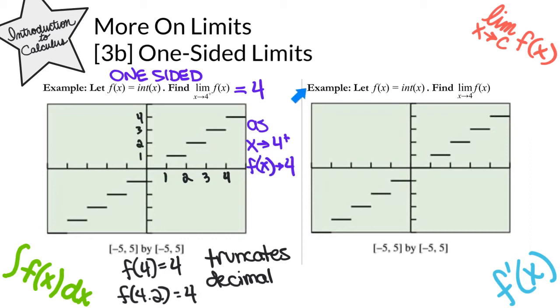Now let's do the two-sided limit. Let f of x equal the integer function. Find the limit as x approaches 4 of f of x, which is a two-sided limit because there's no plus or minus in the superscript of 4. We'll start by doing a similar thing. We'll go to x equals 4, then up to the function. We'll move to the right and then approach x equals 4 from the right. So we've confirmed that the right-hand limit, again, is 4.